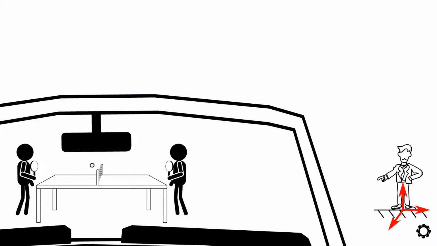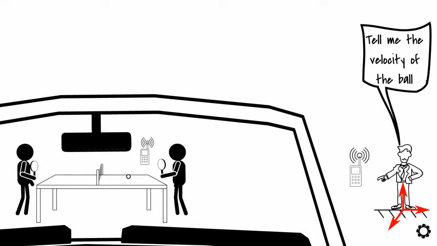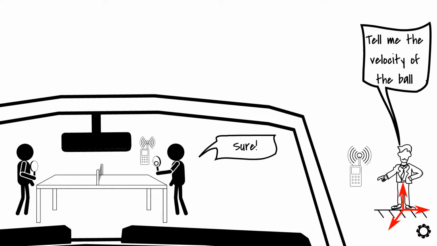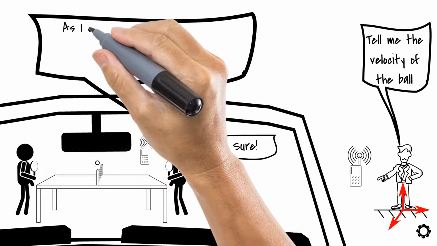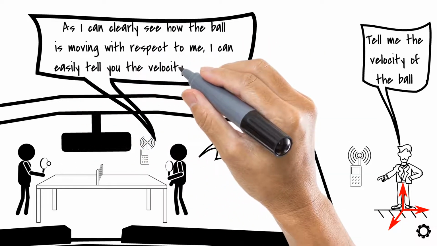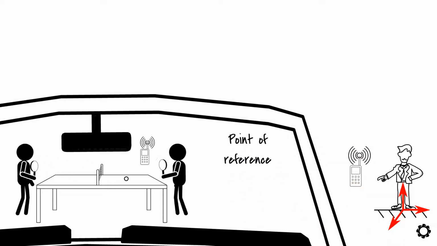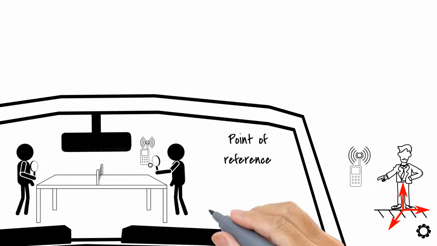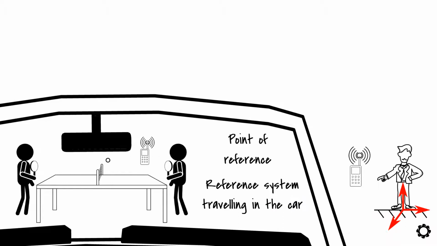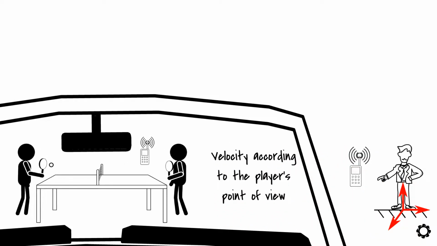You think, what about if I ask one of the players to tell me what they see? You call the player on the radio and ask them to tell you the velocity of the ball. The player answers, sure, and continues, as I can clearly see how the ball is moving with respect to me, I can easily tell you the velocity of the ball. Now the player has become the point of reference in the car. The player has become a reference system traveling in the car. The player tells you the velocity according to the player's point of view, and then voila!